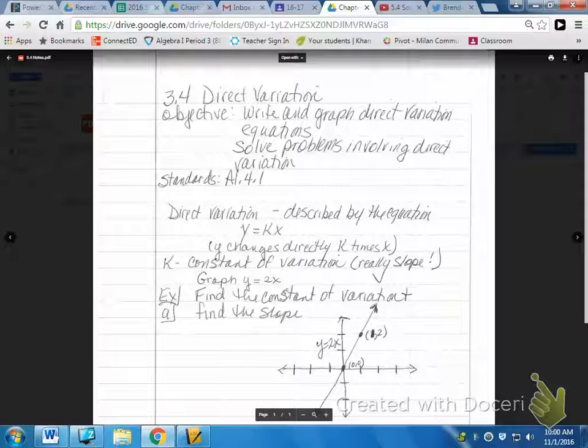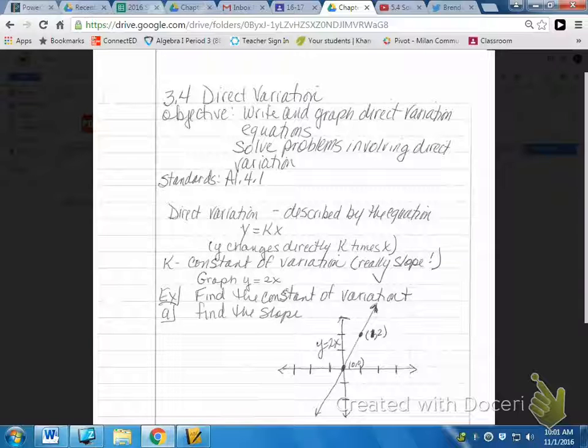Direct variation is described by the equation y equals kx. You're used to seeing equations with y equals something x plus something, okay? We've seen that in enrichment. You saw that in pre-algebra, slope-intercept form. So what this is saying, y changes directly k times x.